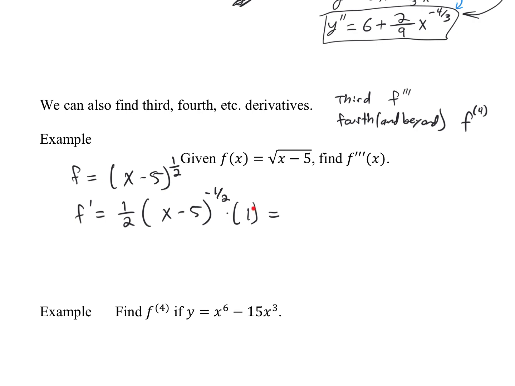I do want to simplify this before we continue on to the second and third derivatives. The only thing you can simplify is 1 times 1/2, which is going to be 1/2. Then it's x minus 5 raised up to the negative 1/2. All right, let's do the second derivative.